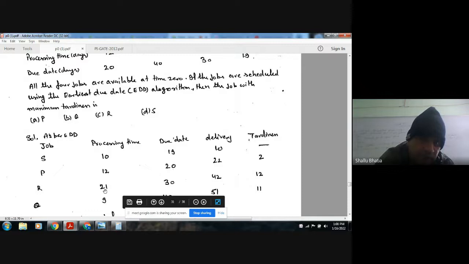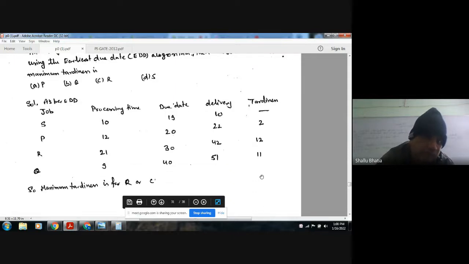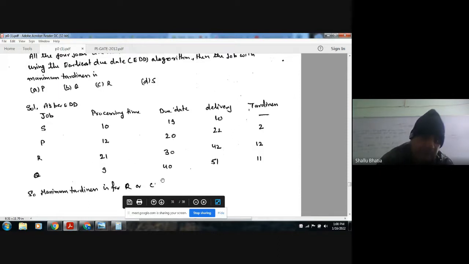For R, the processing time is 21 and the due date is 30, so it will be delivered on the 42nd day. So tardiness is 12. For Q the processing time is 9 and the due date is 40, and the delivery date will be 51, so tardiness will be 11. So maximum tardiness will be for R. So option C is the answer.